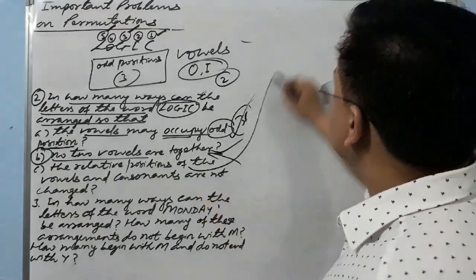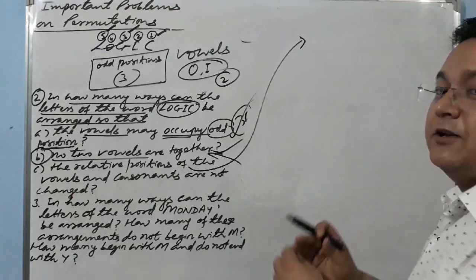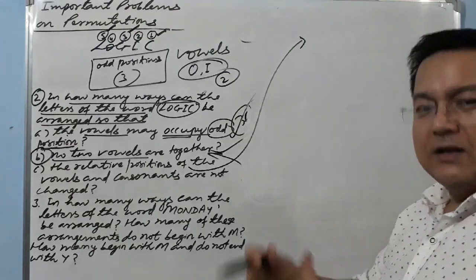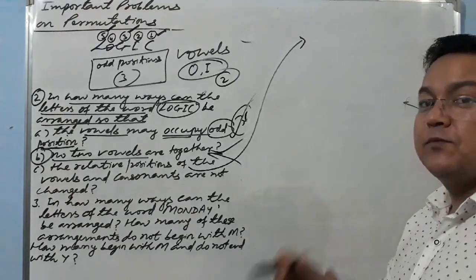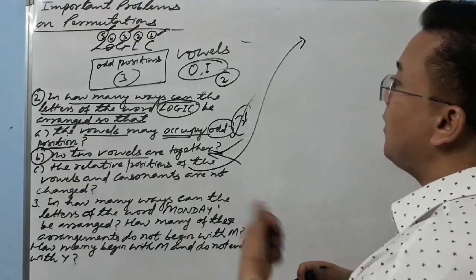So 2C is very simple. The relative positions of the vowels and consonants are not changed. Letters can be arranged, but we do not have to change the relative positions of vowels and consonants.